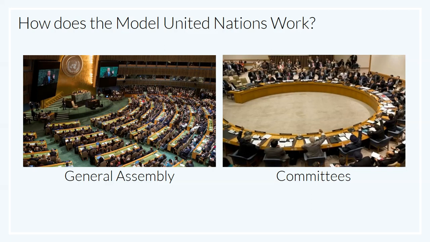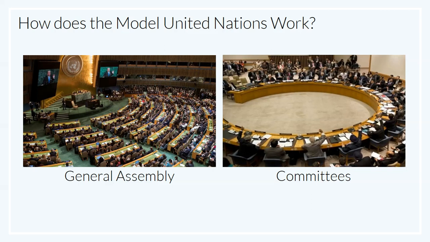Now, a different committee might be focusing on the environment, international crime, maybe focusing on humanitarian aid, might be focusing on a conflict. And the first thing you're going to do if you're part of a team is work out which one of you is going to do which committee session, because you'll be on your own. There's only one representative from each committee.